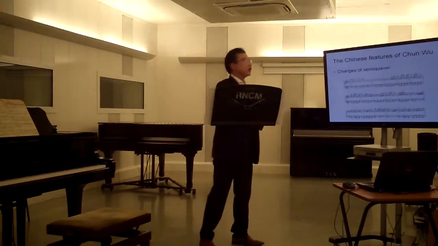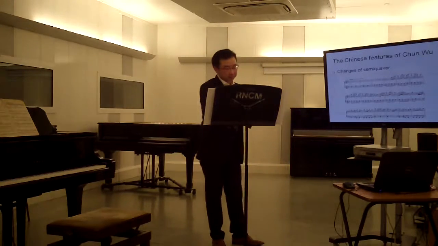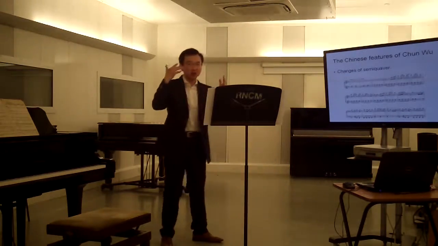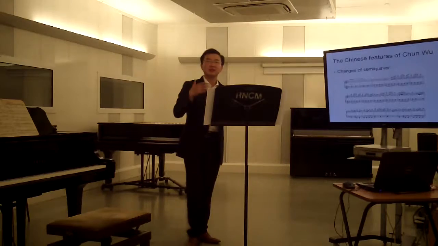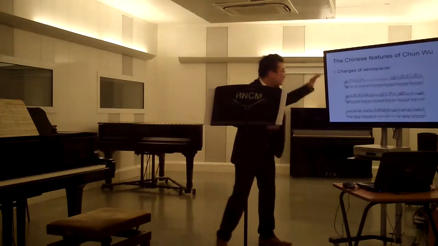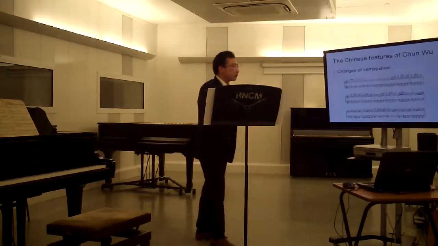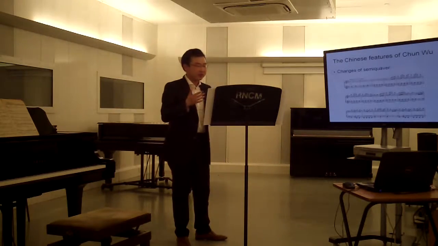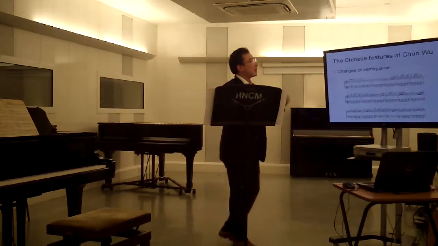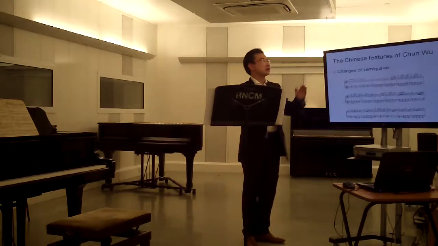The right hand describes the Xinjiang people racing on the grassland to celebrate the harvest. So in this part, the emotion is delighted and excited. These are the three Chinese features of Chun Wu.